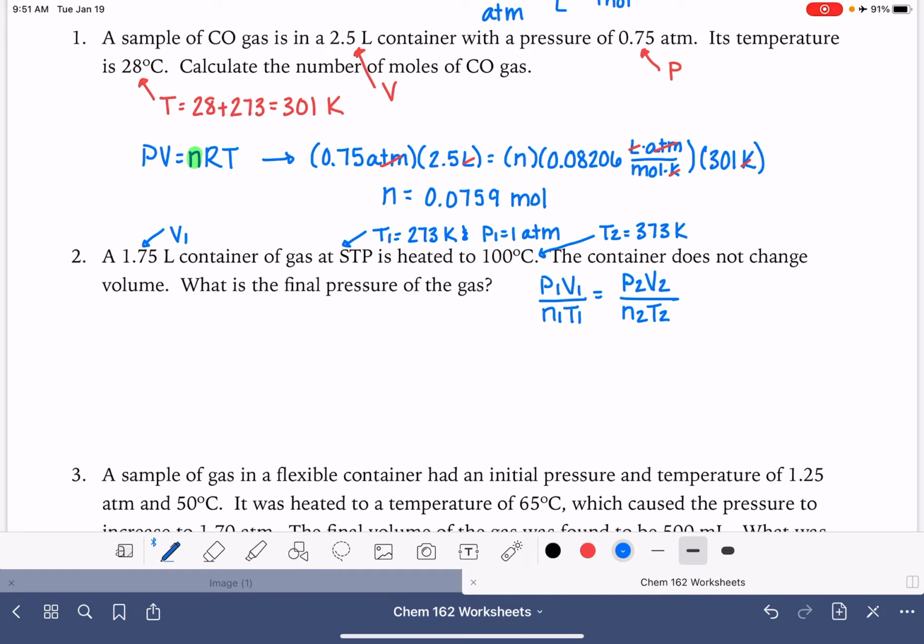The container does not change in volume, so that means that our final volume is equal to our initial volume, and this wants to know what the final pressure is of the gas. So P2 is the unknown variable.